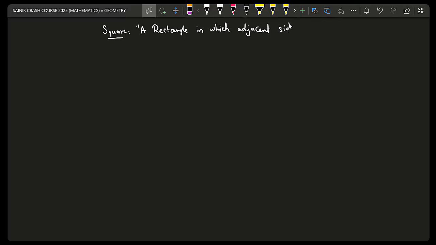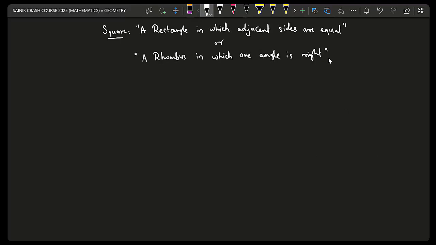We know that in a rectangle adjacent sides may not be equal, but if adjacent sides are equal, then it is going to become a square. Or we can also define it from a rhombus. A rhombus in which one angle is right. In a rhombus, there is no condition that every angle must be a right angle, but if any one angle becomes a right angle, all the others become right angles and it becomes a square. So a square is like this. It can be achieved from a rectangle and also a rhombus.